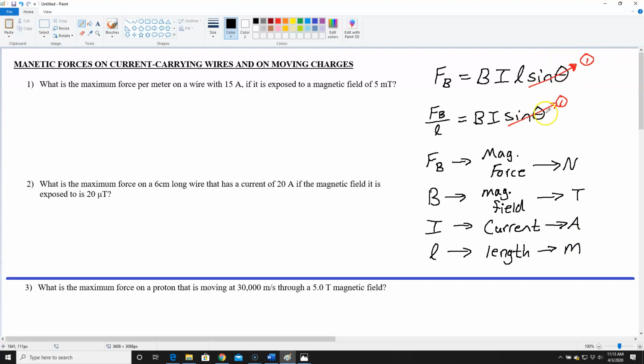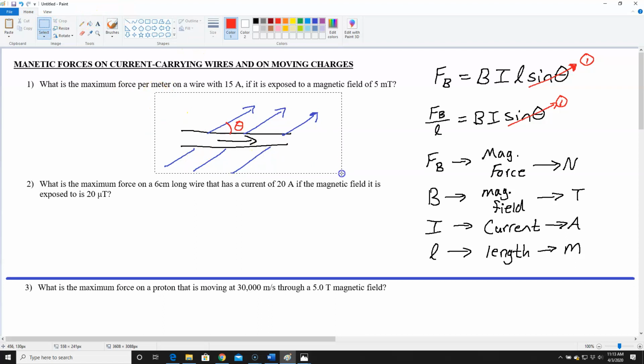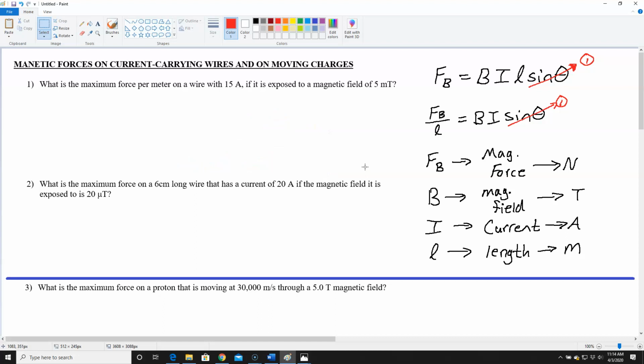Now theta, where does theta come into play with this? So if I have a wire carrying current in this direction, and here's my magnetic field going up and to the right, theta is the angle shown here between the magnetic field line and the wire. I'm going to go ahead and delete this image really quick. If you want to take a deeper look at it, just pause the video.